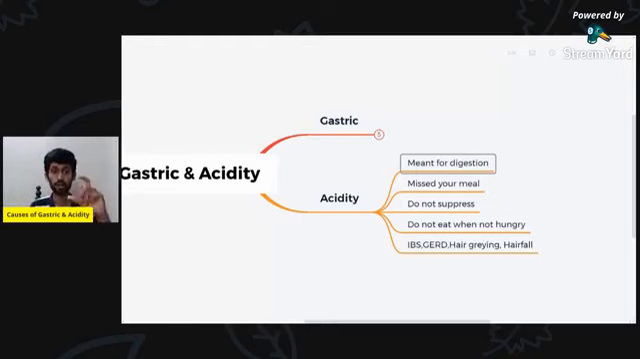Now if you miss your meal, or if you suppress your hunger, what will happen? That acid will stay there or will start eating your stomach. Okay, now the pH of the stomach has gone bad when you missed your meal or you suppressed your hunger.